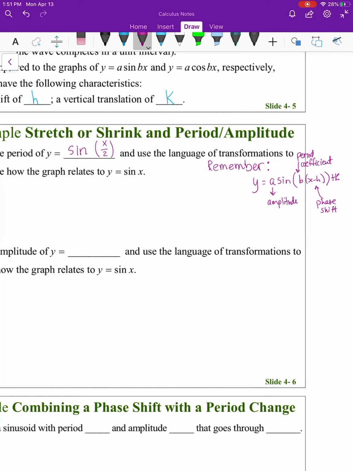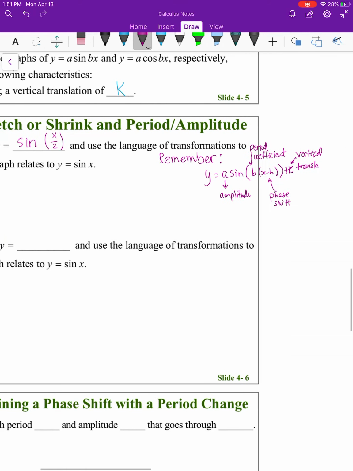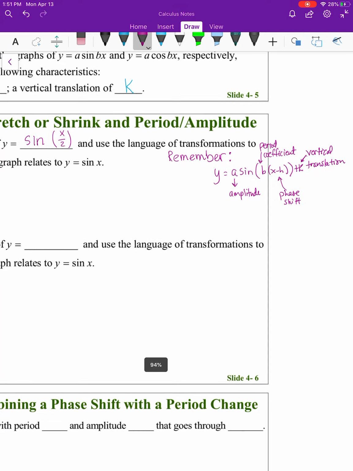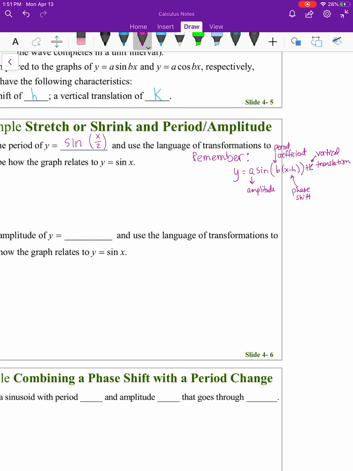Let's remind ourselves that our h is our phase shift, and that would be whether it's shifting left or right. And our k is our vertical translation, which means whether it's going up or down. Okay, so that is just a little reminder of what we just talked about.